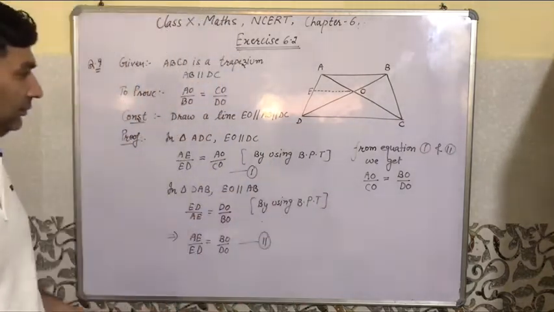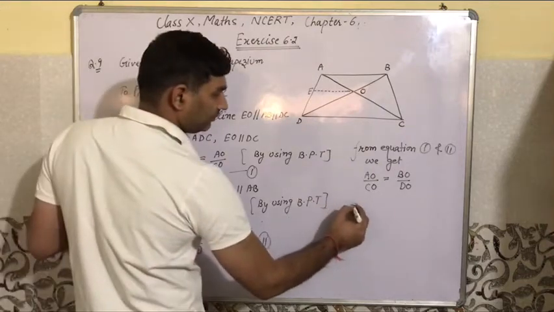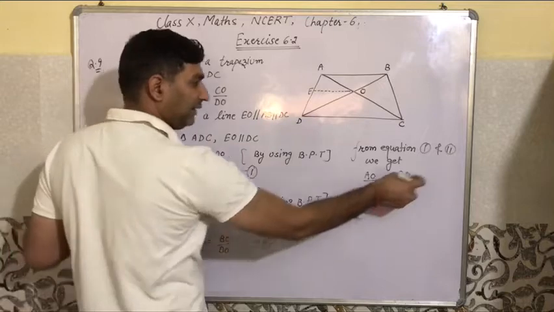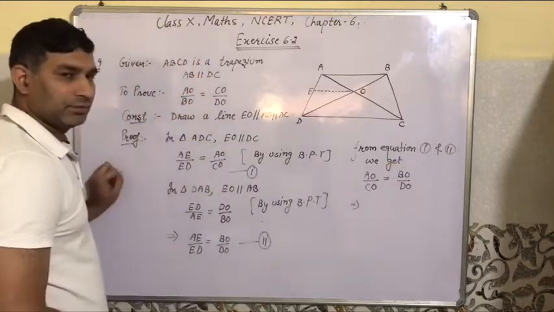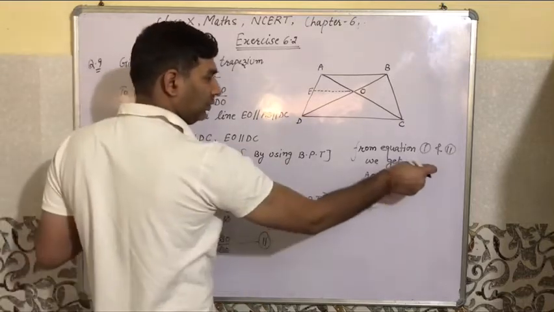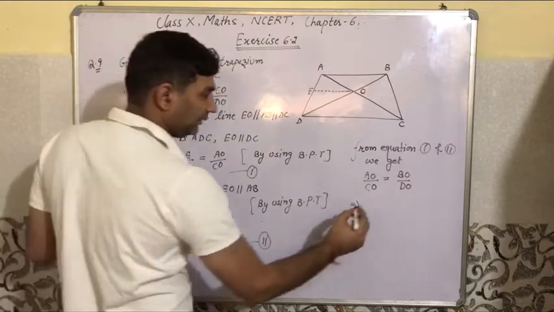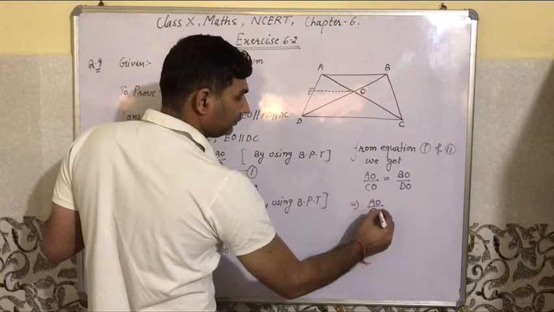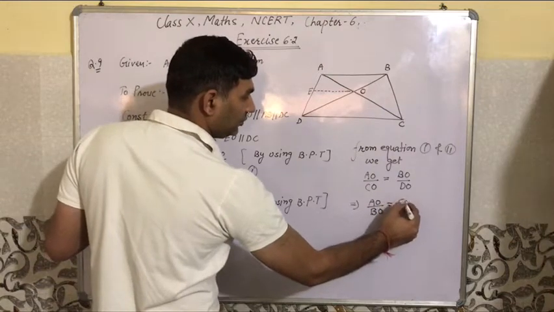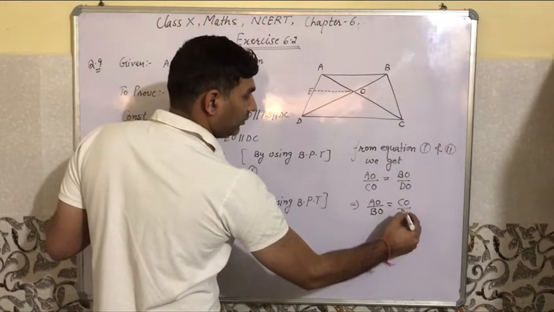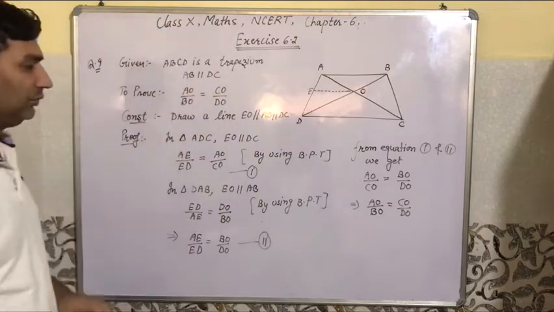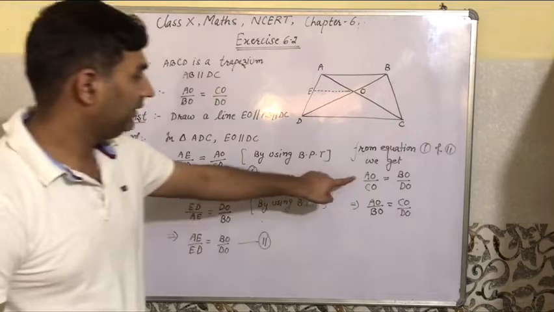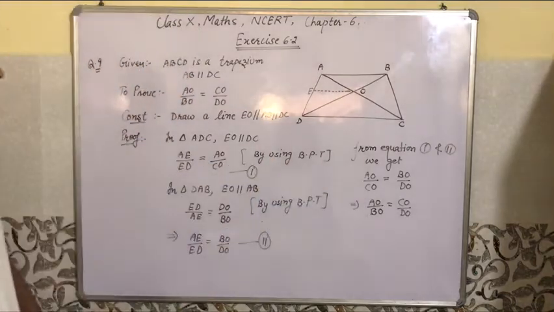Then we can write this form because this cross multiply are also equal. Then interchange both the ratios, this CO and BO we will interchange. Then AO upon BO is equal to CO upon DO. This ratio and this ratio both are equal. Then we can write this is equal to this.